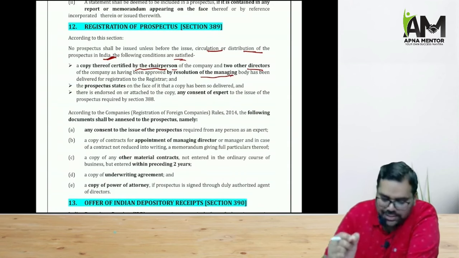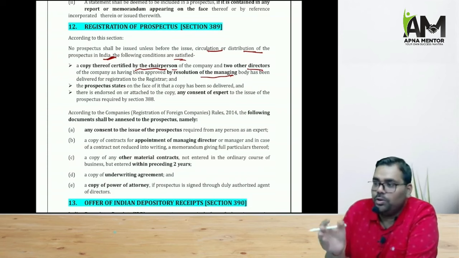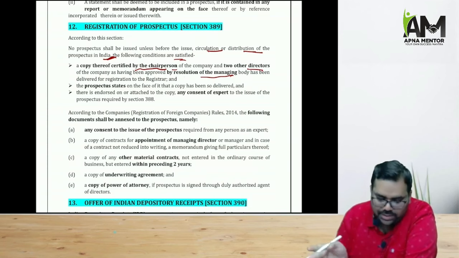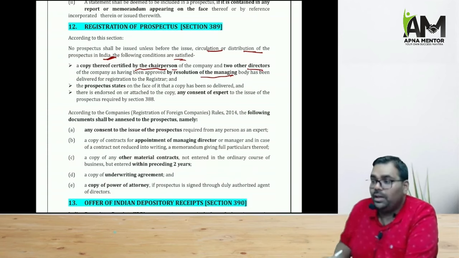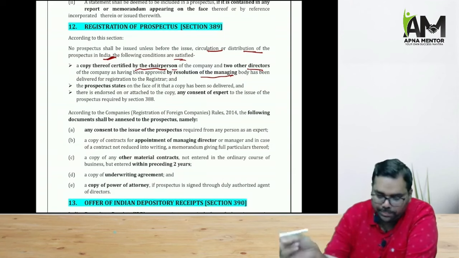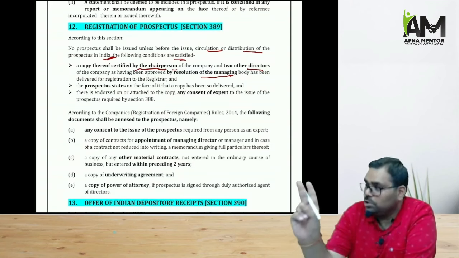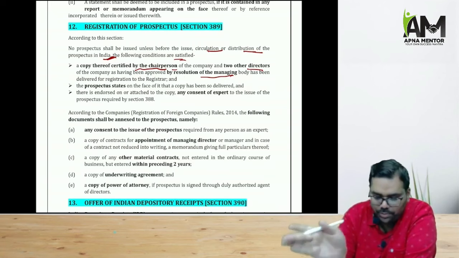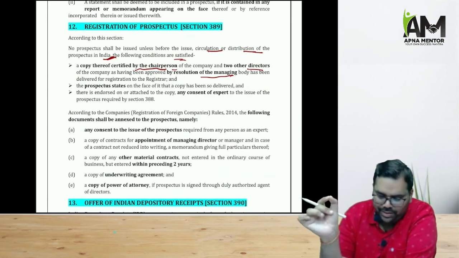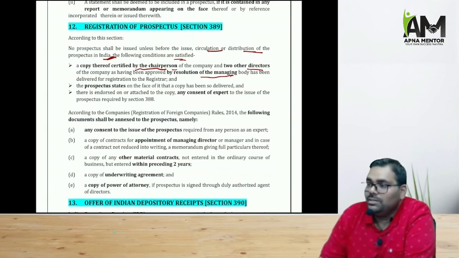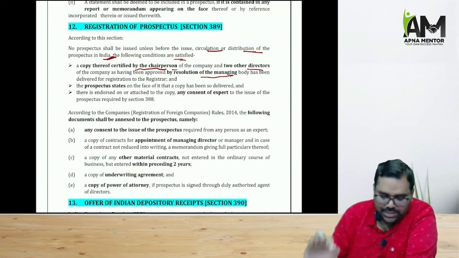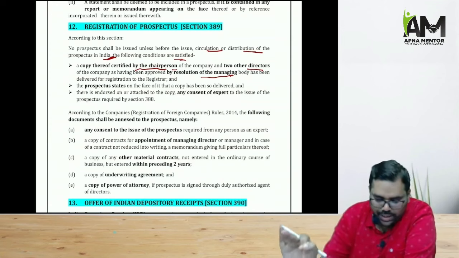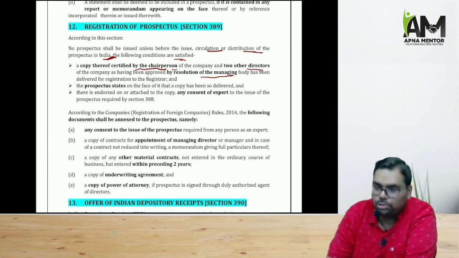Who has certified the copy of prospectus? The chairperson of the company and 2 directors, and not random 2 directors. Those 2 directors are approved by a resolution of the managing body. Now tell me one thing, if it was an Indian company, they would have written certified by the chairperson, 2 other directors approved by resolution in board meeting.